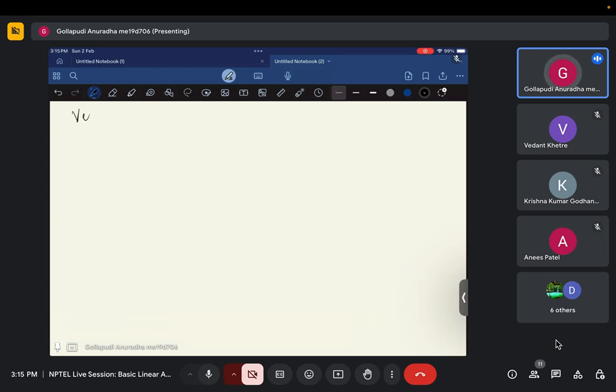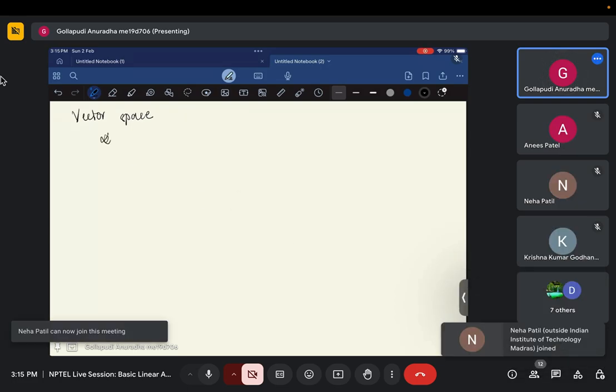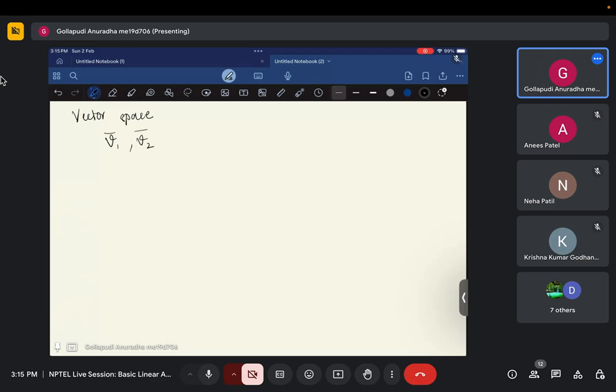Further, the vector space was also discussed. Vectors are said to form a vector space if the set has a zero vector, and also if a linear combination of the vectors is in the set of the vector space. We'll see examples to understand this better.